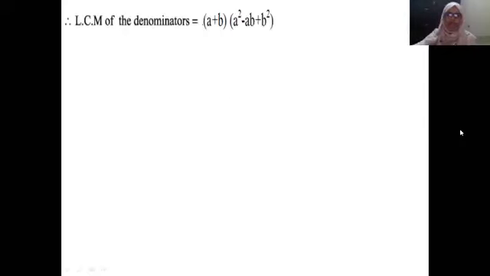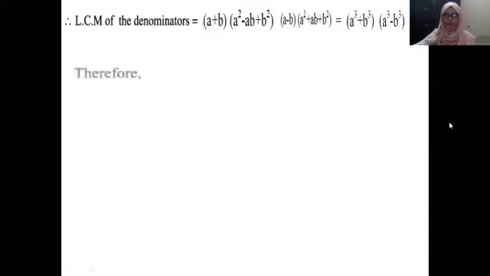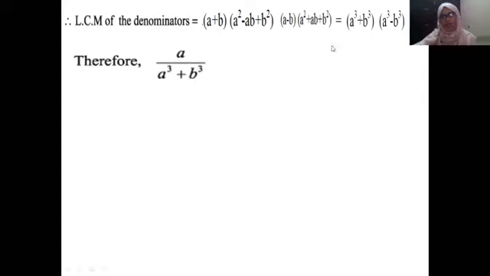So the LCM of the denominators is equal to (a plus b) into (a square minus ab plus b square), (a minus b) into (a square plus ab plus b square), which is (a cube plus b cube) into (a cube minus b cube). Therefore, our first fraction is a by a cube plus b cube. Now we divide this LCM by this denominator, and we get a cube minus b cube as the quotient.